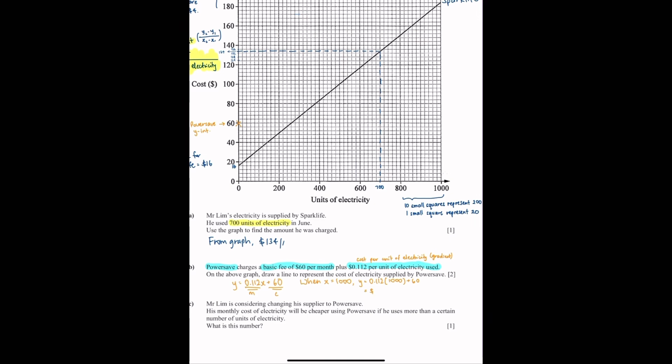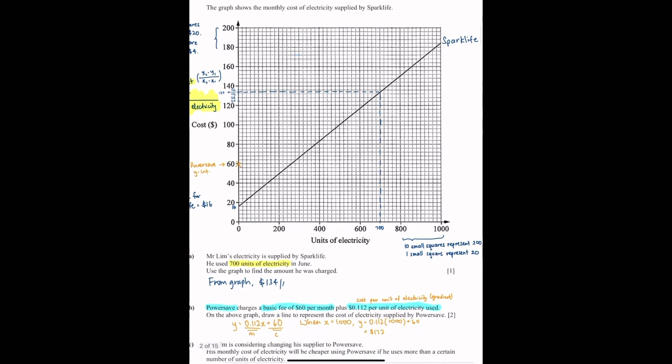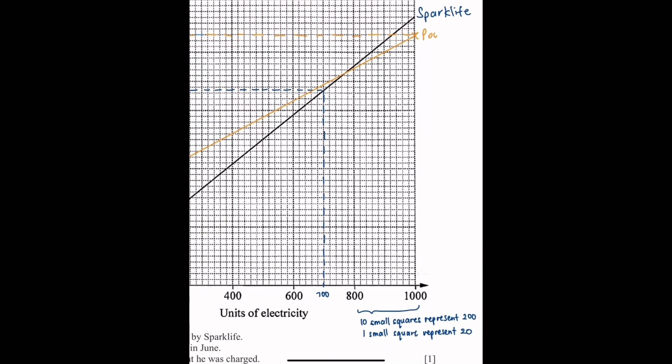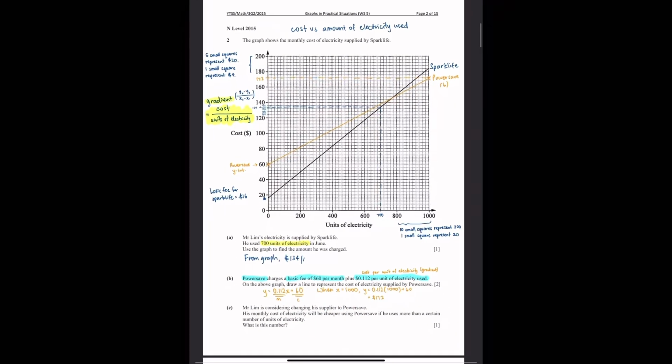You will get $172. So when x equals 1000, y will be $172, which is over here. 172 is here, so you can draw a dotted line all the way till you meet x equals 1000, so over here. So I will then connect this point to this point to draw a straight line. So the orange line will be power save. This is how you do part B.